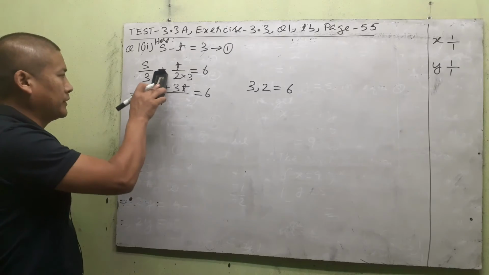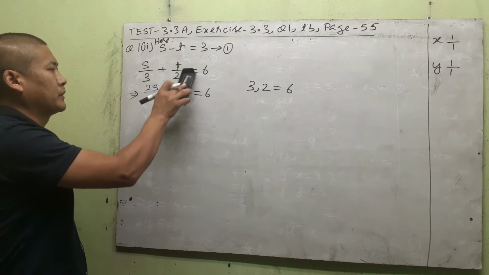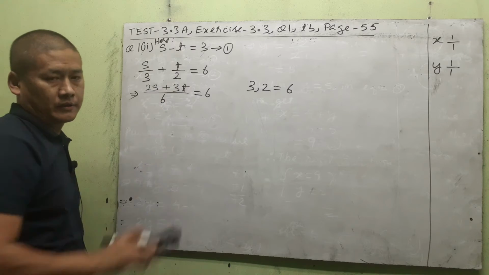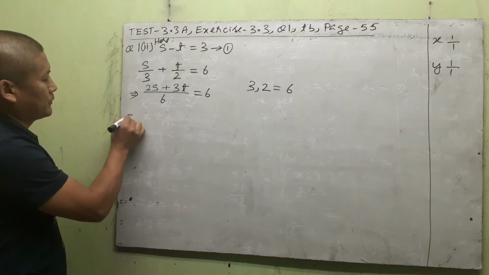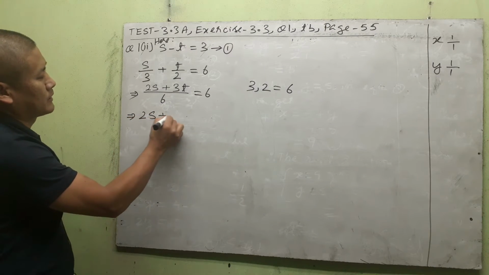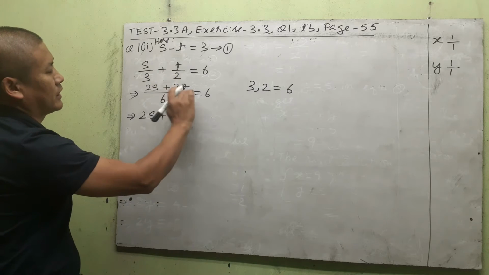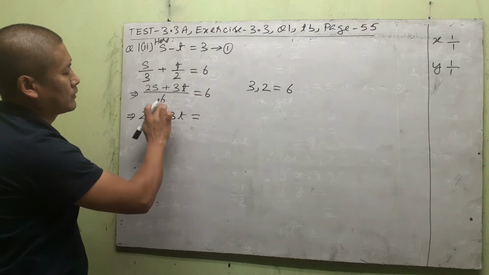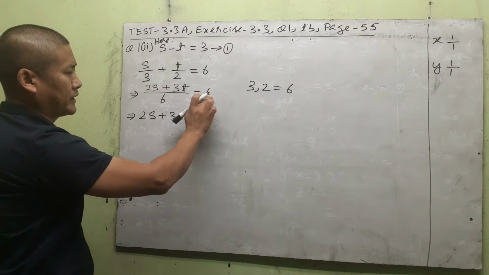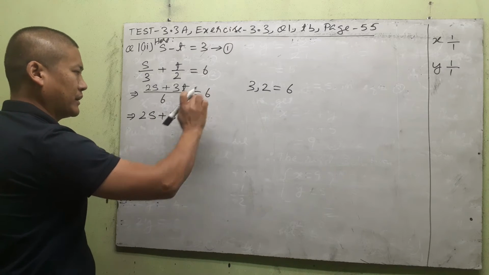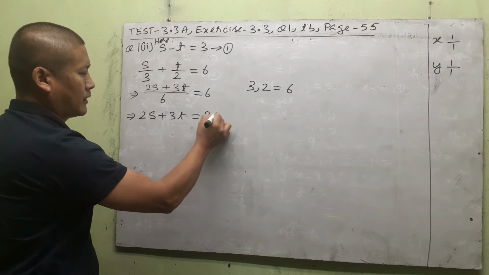As a side note, you need not write this if you don't want. I'm writing it for explanation's sake. So here we now have 2s plus 3t on the numerator, meaning the upper part of the line. The denominator you shift, then it goes to the right side, meaning it goes to the numerator and multiplies 6. So 6 6s are 36.